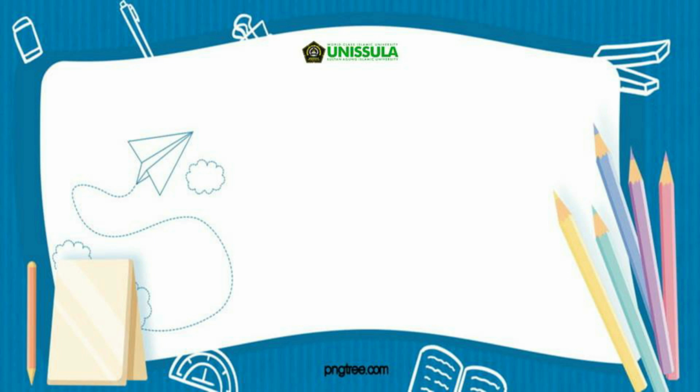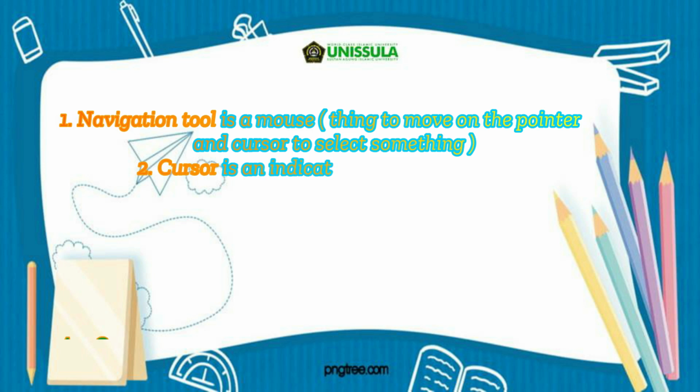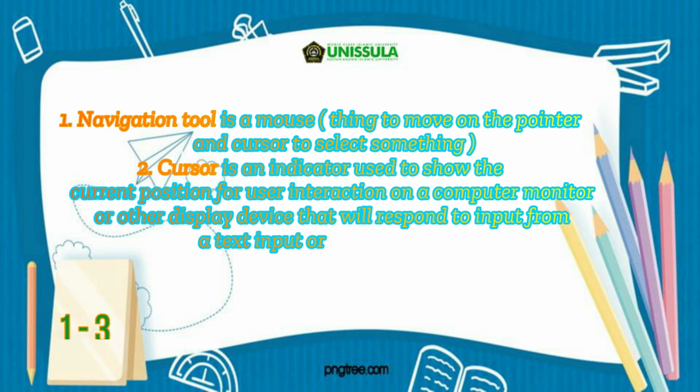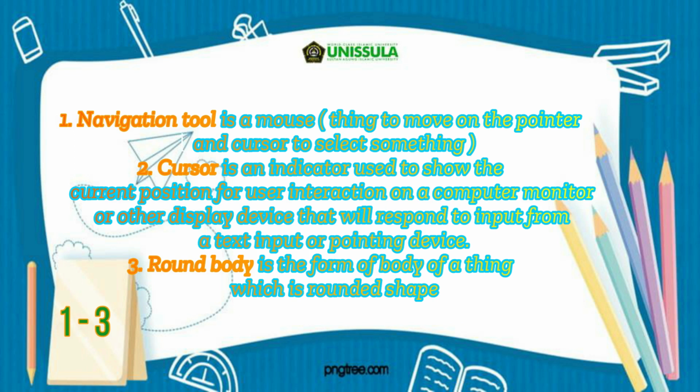Okay, now number one, navigation tool. Navigation tool is a mouse thing to move the pointer and a cursor to select something. And then two, cursor. Cursor is an indicator used to show the current position for user interaction on a computer monitor or other display device that will respond to input from a text input or pointing device.